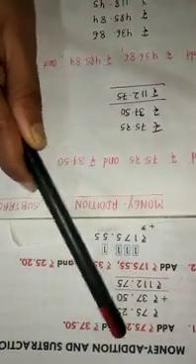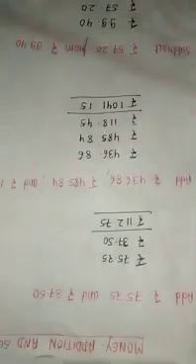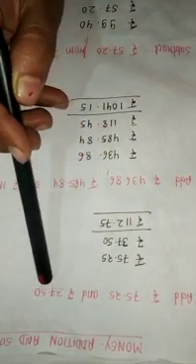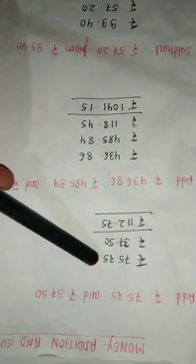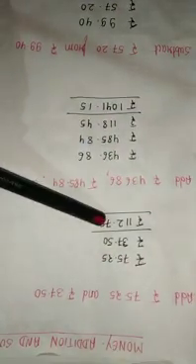Okay, what are we going to learn today? Money addition and subtraction. So you see, add rupees 75.25 and rupees 37.50. If the numbers are given in this form, for addition we have to arrange the numbers in columns.